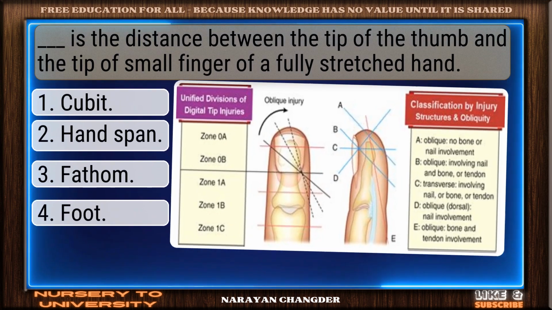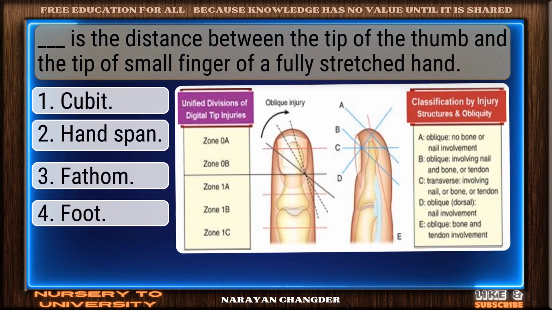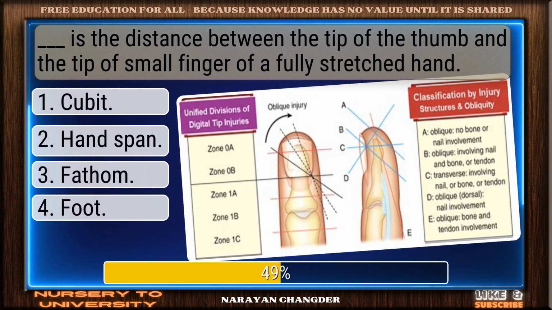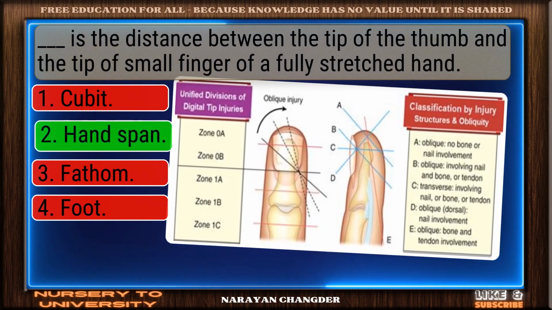Dash is the distance between the tip of the thumb and the tip of small finger of a fully stretched hand. Excellent. Handspan is a brilliant choice.